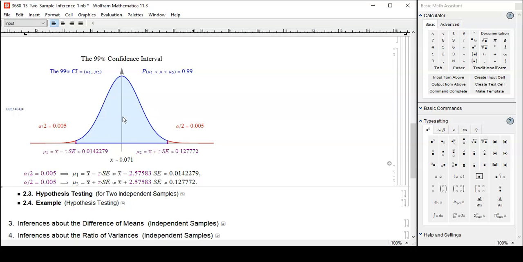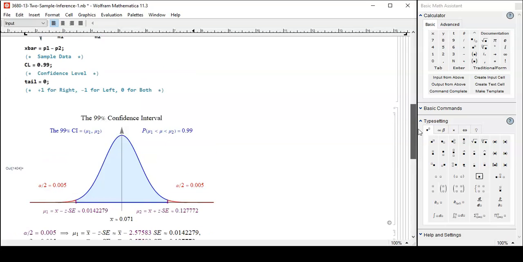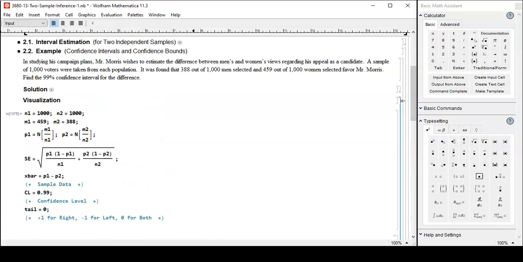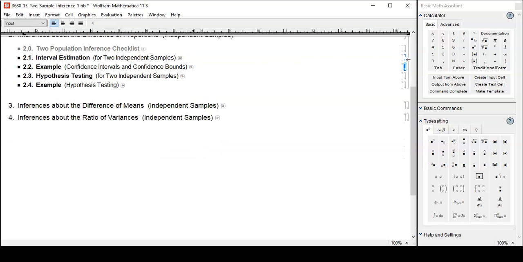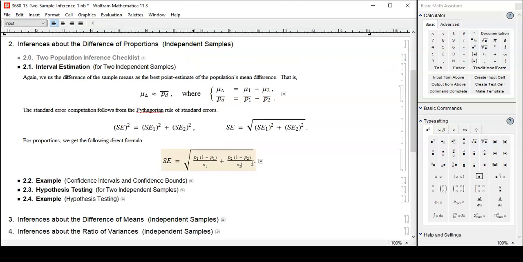The z-value comes from 99% in the middle. So 0.5% here, 0.5% there. So the z-score is 2.58, approximately speaking. That's not a problem. The problem is SE, and it follows from this formula. Remember?